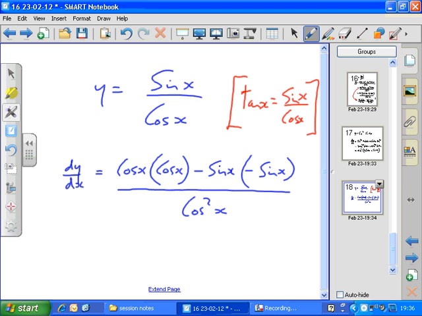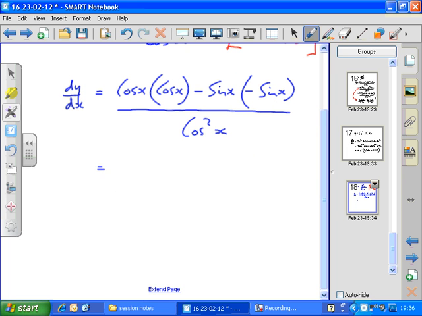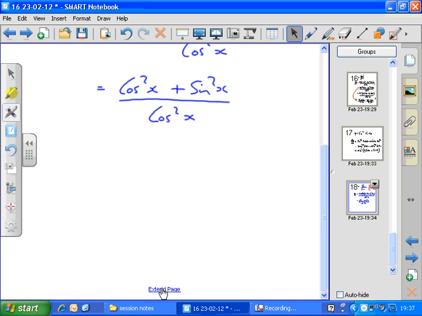So I get that, which equals cos x times cos x is cos squared x, or the cos of x squared, minus sine x times minus sine x is plus sine squared x, all over cos squared x. That gets you to here.